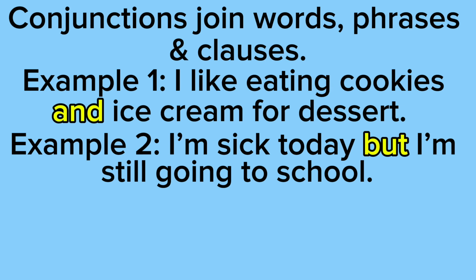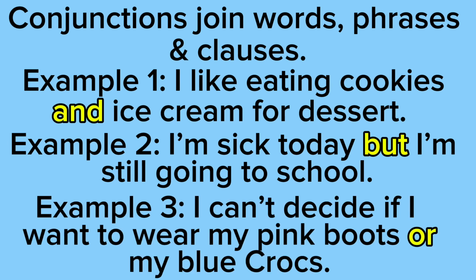Example 2 says, I'm sick today, but I'm still going to school. I'm sick today and I'm still going to school are both independent clauses. The but is just joining them. Example 3 says, I can't decide if I want to wear my pink boots or my blue Crocs. So I can't decide if I want to wear my pink boots is an independent clause, meaning it's a sentence. And my blue Crocs is a dependent clause, meaning it's not a sentence. So the conjunction or is just joining the independent clause with the dependent clause.